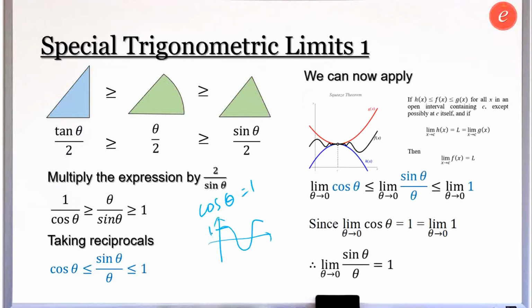Therefore, the limit of theta approaching 0 of sin theta over theta equals 1. And this is the first trigonometric limit that we need. For the second trigonometric limit, we will multiply the numerator and denominator by cos theta plus 1. It is actually equal to the fraction times 1, so it will be the same.